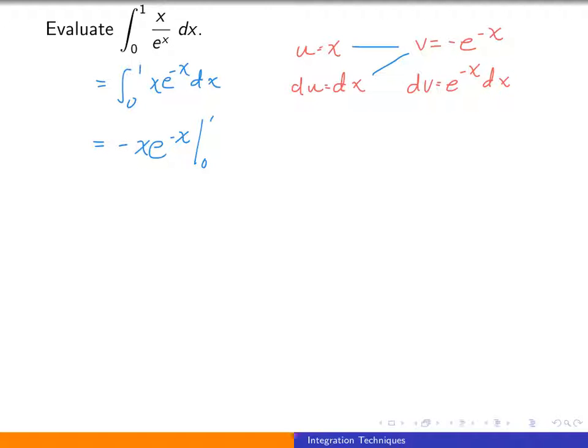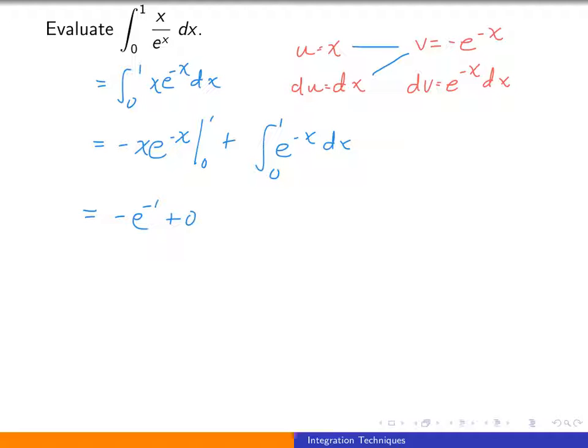And then we're subtracting away the antiderivative of v du. Well, v has a minus sign in it, which we can pull out front. Minus a minus is a plus. And it's the antiderivative of e to the minus x dx from 0 to 1. So with the first term, we plug in a 1. We put a minus sign and plug in a 0. So minus e to the minus 1, minus a minus, so plus 0.